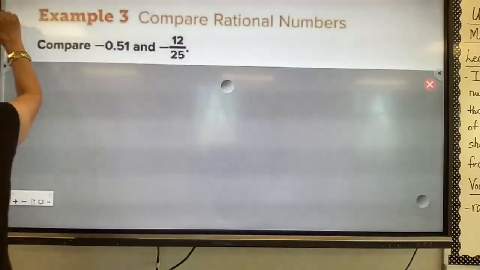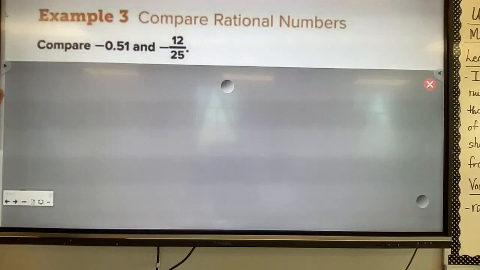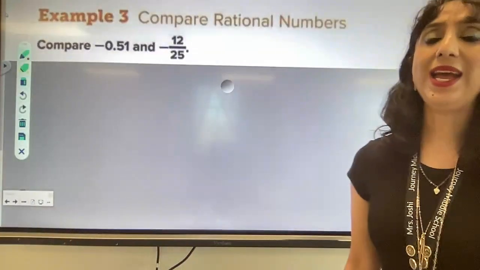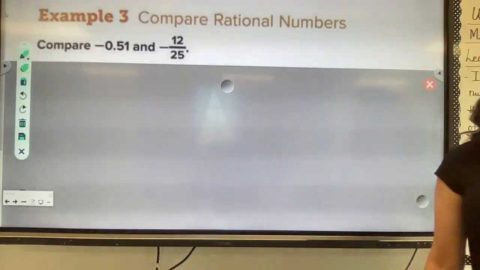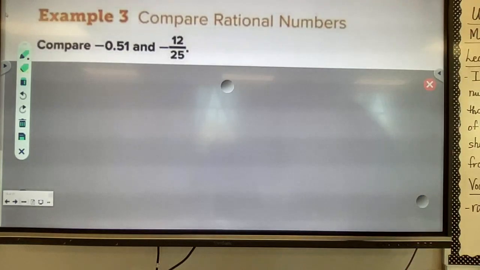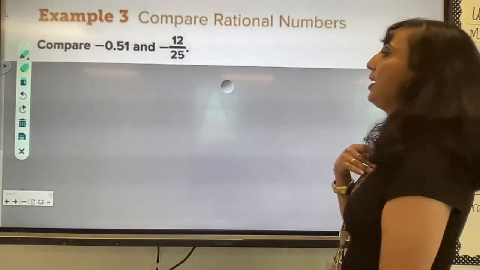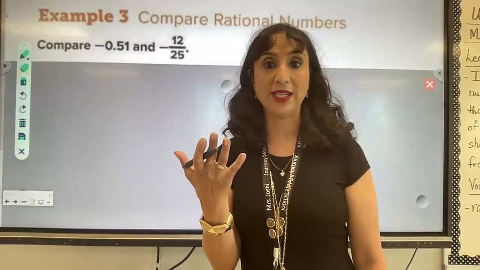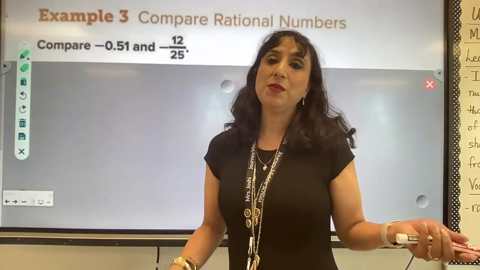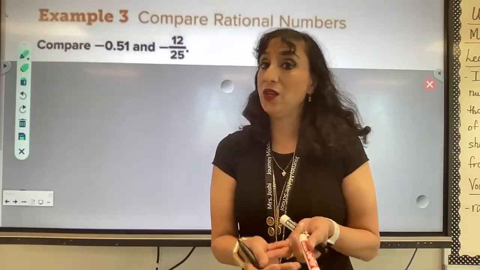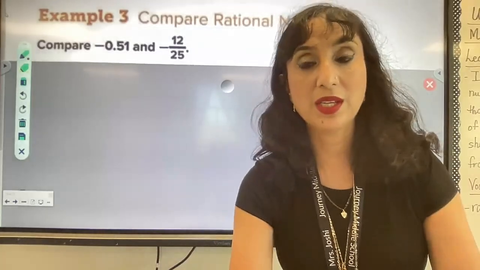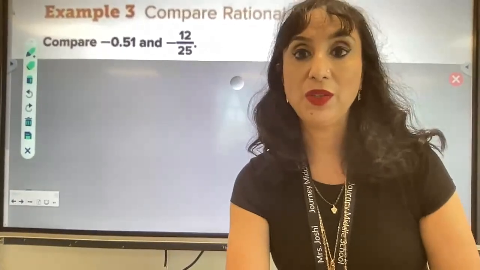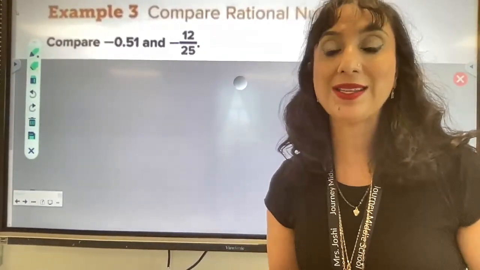If I go here, let's look at this one. We are comparing negative 51/100 and negative 12/25. The first thing I need to do is put both of them into the same format. Decimals is always easy. You can do both in fraction form; that is a personal preference, and that is perfectly fine. But to compare them, please put them in exactly the same format.